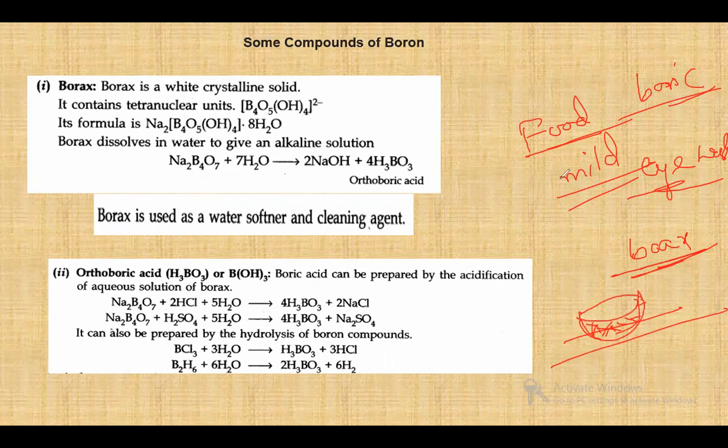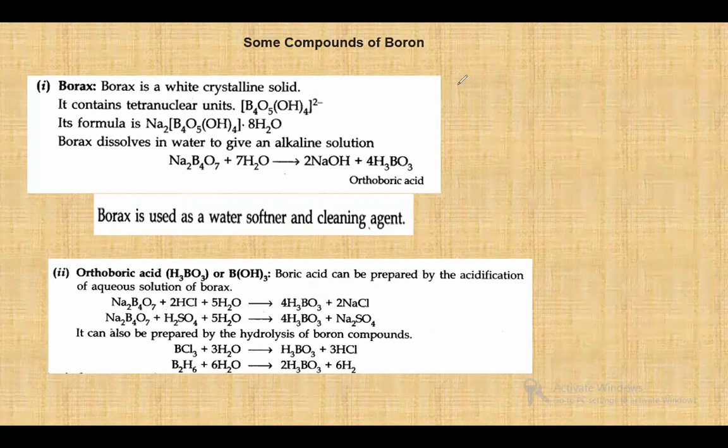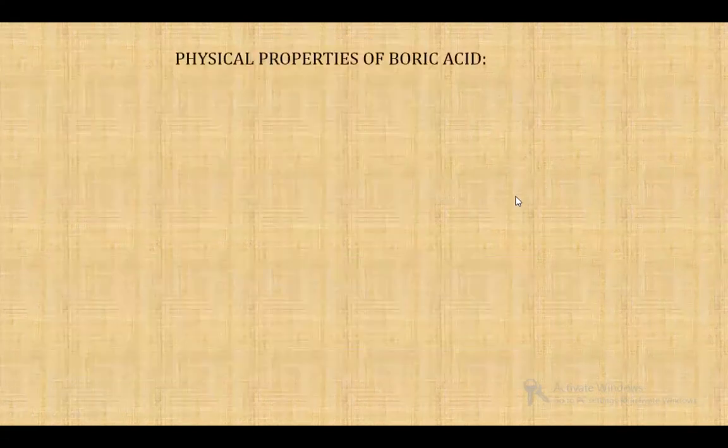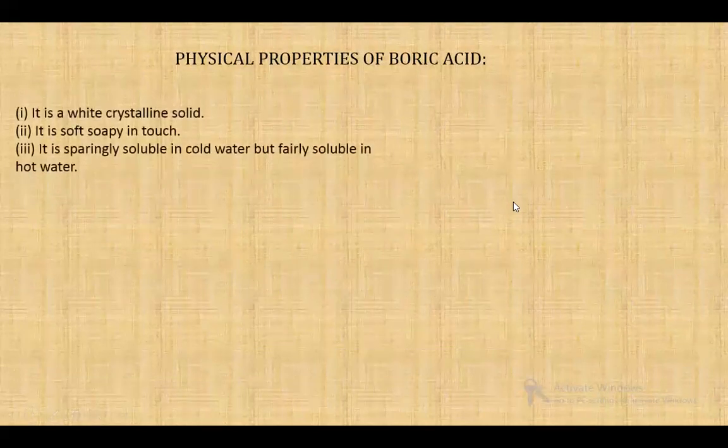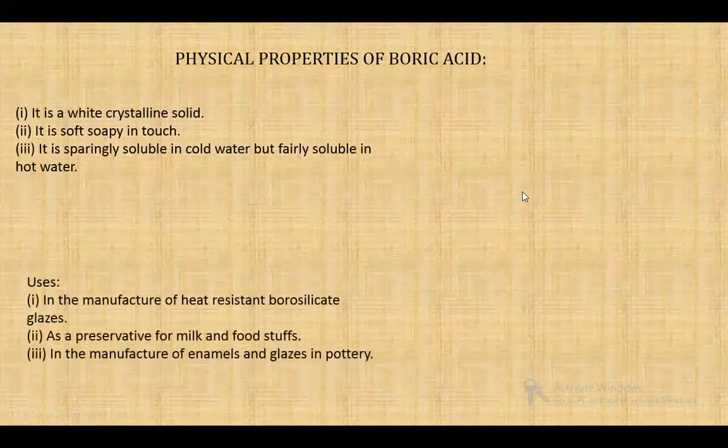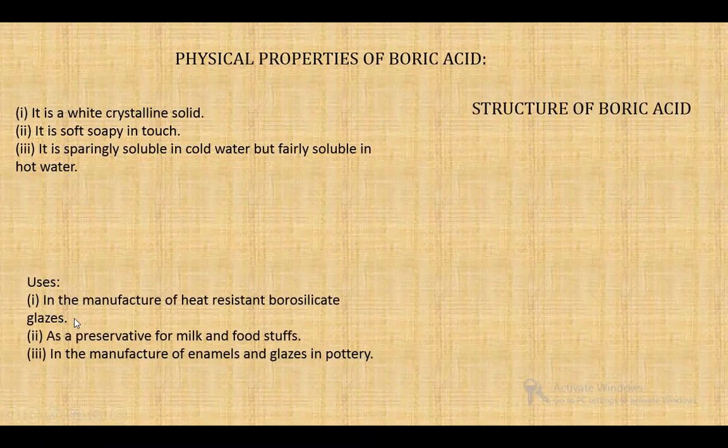And the boric acid structure has boron, hydrogen, boron, oxygen, oxygen and hydrogen. I hope I'll have slides, and we'll see; otherwise, I'll write it. So the physical properties of boric acid: sparingly soluble, crystalline, soapy touch. Next, structure, uses: manufacture of heat-resistant borosilicate glass, glazes.